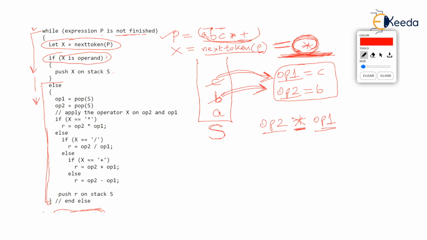And you can really see that this is B into C. OP2 is B and OP1 is C. And we will load this answer in R. One more variable we will take. R will become B into C.